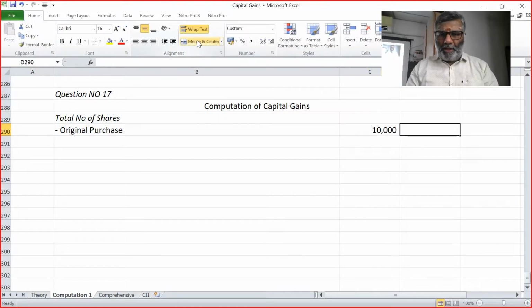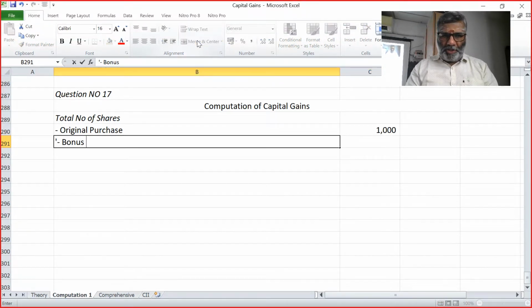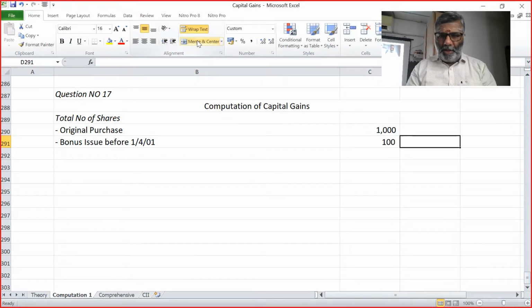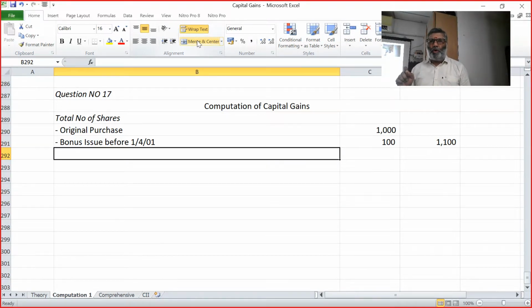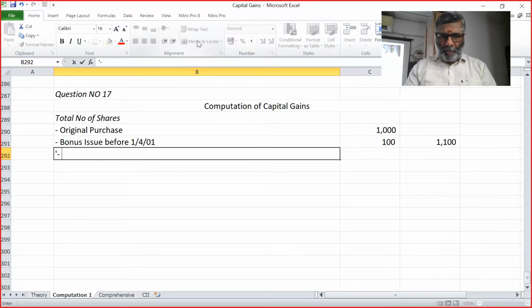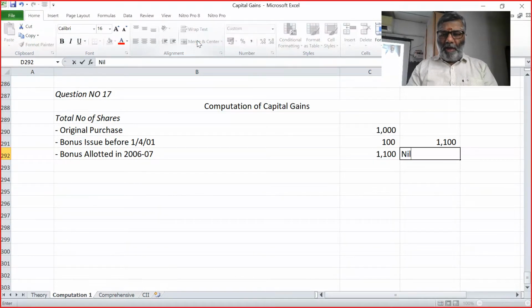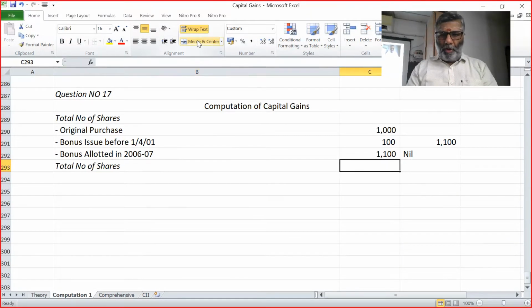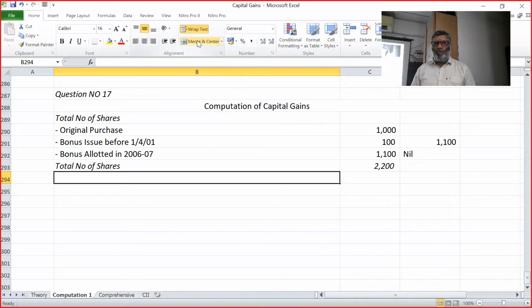Originally purchased is 1000 equity shares. Bonus issue before 1/4/2001 is 100. So for these two things, I can adopt the fair market value as on 1/4/2001. Bonus allotted in 2006-7, 1100 shares, the value will be nil. So the total number of shares is 2200.